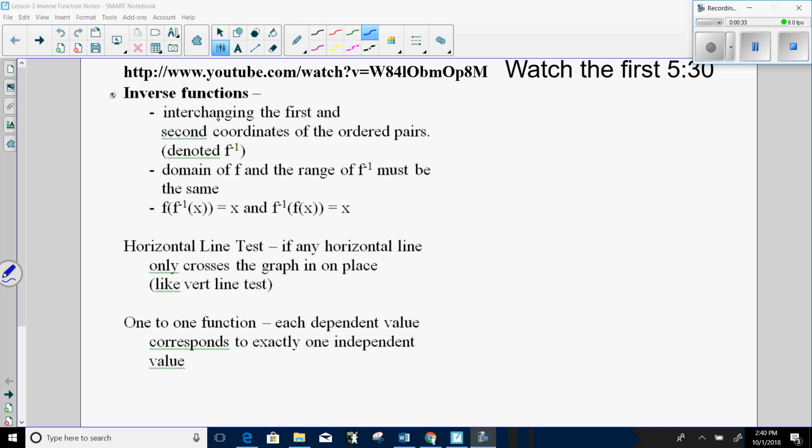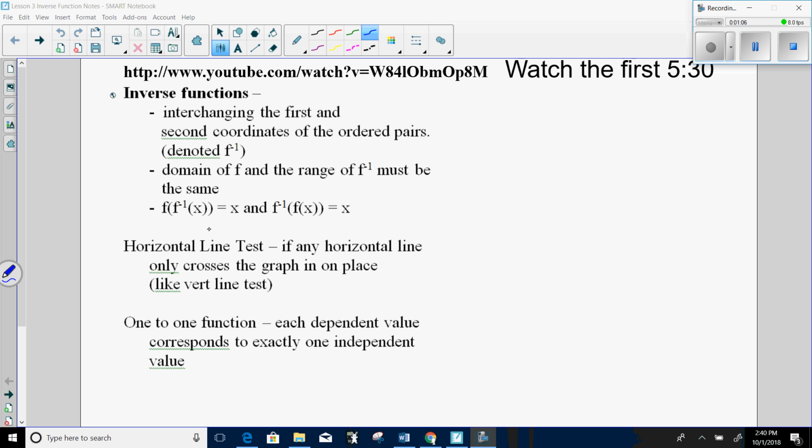Some of the definitions for inverse functions: interchanging the first and second coordinates of the ordered pair. Inverse notation is f to the negative first of x. Notice a lot of times we use negative exponents. It means division. When it's a function, it means inverse. The domain of f and the range of the inverse must be the same. Essentially, you flip the x and the y. You flip the domain and you flip the range between the function and the inverse of the function.